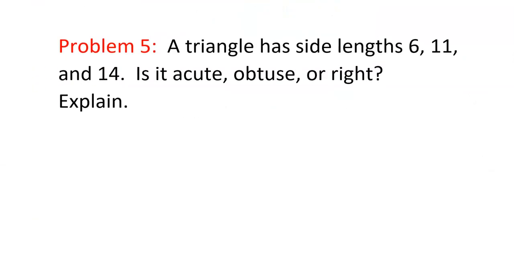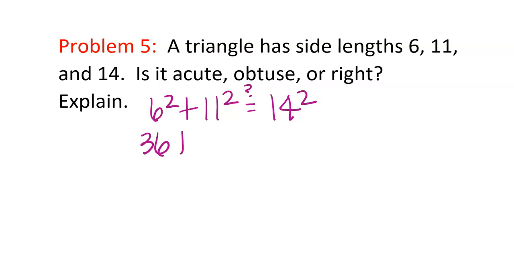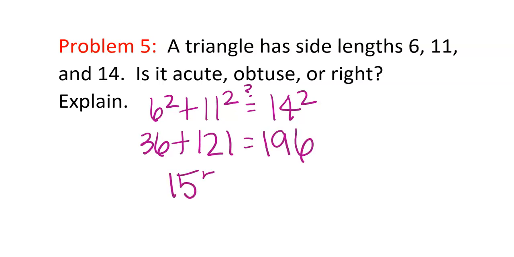So we have 6, 11, and 14. Is it acute, obtuse, or right? You always put it in like it's going to be a right triangle, and then if it isn't, that's when you decide what it is. So 6 squared plus 11 squared equals 14 squared, maybe. I'm going to separate these just so you remember that you don't add the numbers together and then square it. So we get 36 plus 121. And 14 squared is 196. So we have 157 and 196.